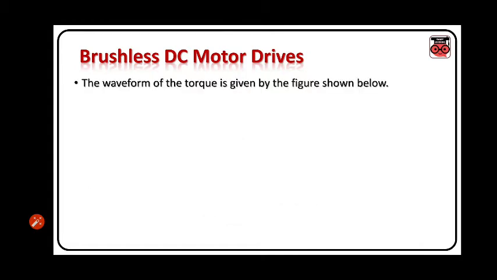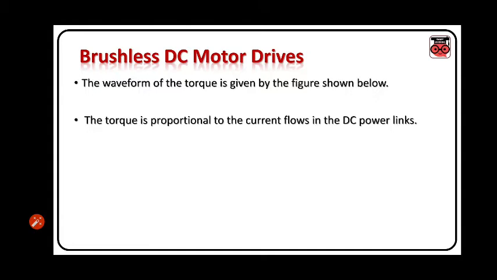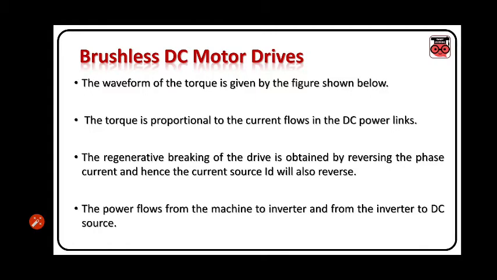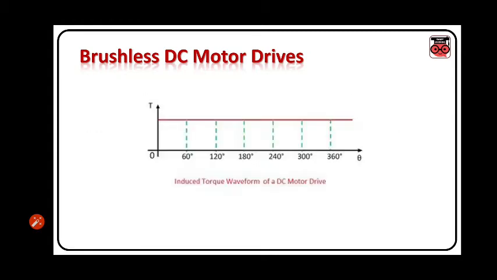The waveform of the torque is given by the figure as shown in the next slide. The torque is proportional to the current flowing in the DC power link. The regenerative braking of the drive is obtained by reversing the phase current, and hence the current source Id will also reverse. The power flows from machine to inverter and from the inverter to DC source. In the figure, you can see the induced torque waveform.